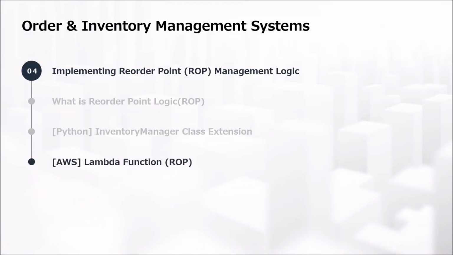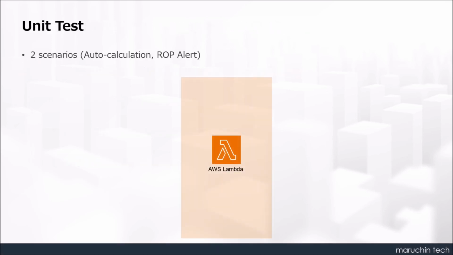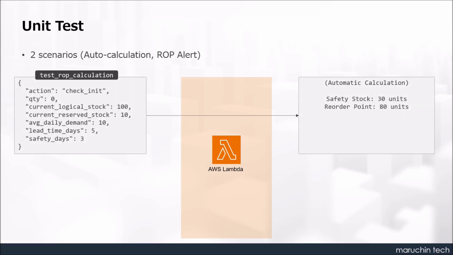Next, we will deploy the Python code we just discussed to Lambda and execute unit tests. First, let me outline the unit test plan. In this unit test, we will define 2 scenarios to verify whether automatic calculation is performed correctly and whether the reorder point alert functions correctly. First is the verification of automatic calculation. We will confirm if safety stock and the reorder point are calculated correctly upon the initialization of Inventory Manager.